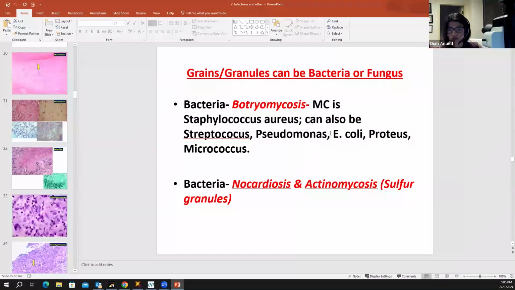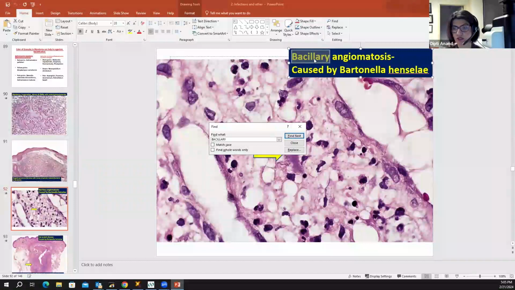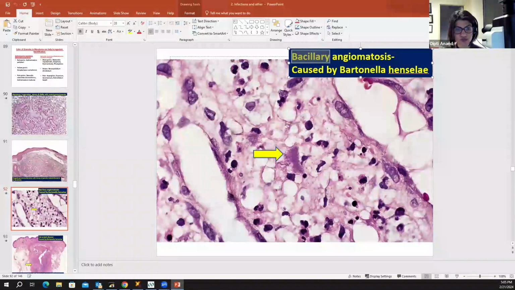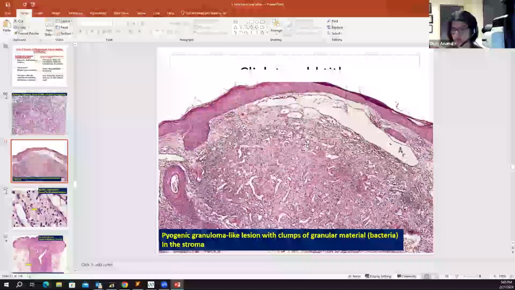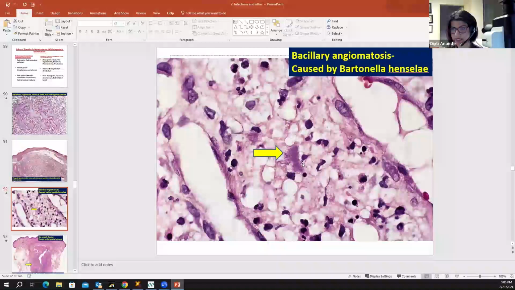So let's look up bacillary. Yeah. So bacillary angiomatosis, it looks like a pyogenic granuloma, but when you go up on high power, it has these clumps of bacteria in there, this blue staining bacteria. So that's caused by Bartonella henselae, which is the same organism which produces your cat scratch disease.